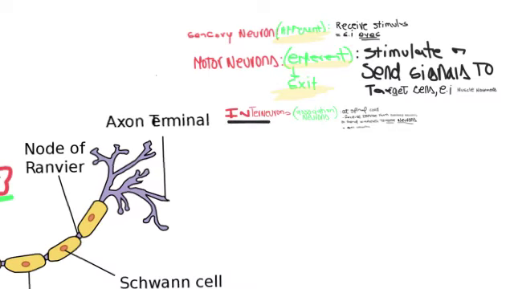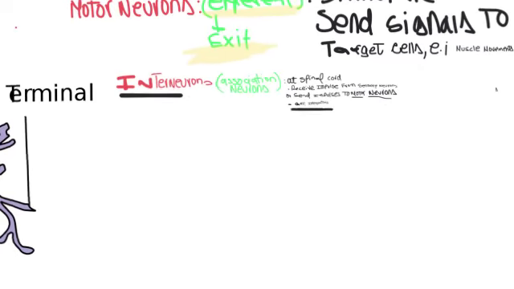The third type is called interneurons or association neurons. These neurons are located in the spinal cord or brain, and they receive impulses from sensory neurons or send impulses to motor neurons. Interneurons are integrators. This means that they evaluate impulses for appropriate response.